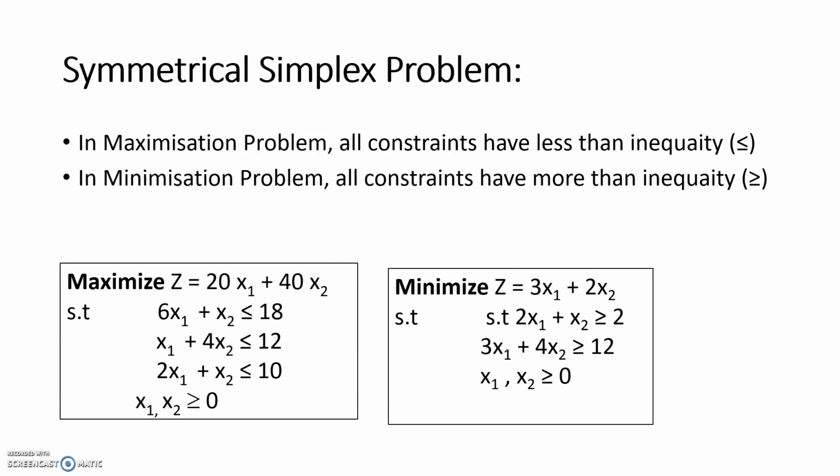In a symmetrical simplex problem, if the objective is maximization, then all the constraints must have less than or equal inequality, and if it is a case of minimization, then all the constraints must have greater than or equal to sign. Like in these examples, in maximization all the constraints are having less than or equal to, other than the non-negativity constraint, and in the minimization problem all the constraints are having greater than or equal to sign.